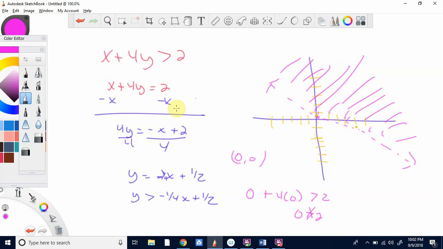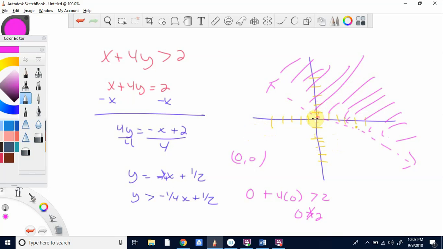So you have to put it in slope-intercept form. You graph it as if it was an equation instead of an inequality sign. Determine whether it's a dotted or solid line, and then determine where you shade.